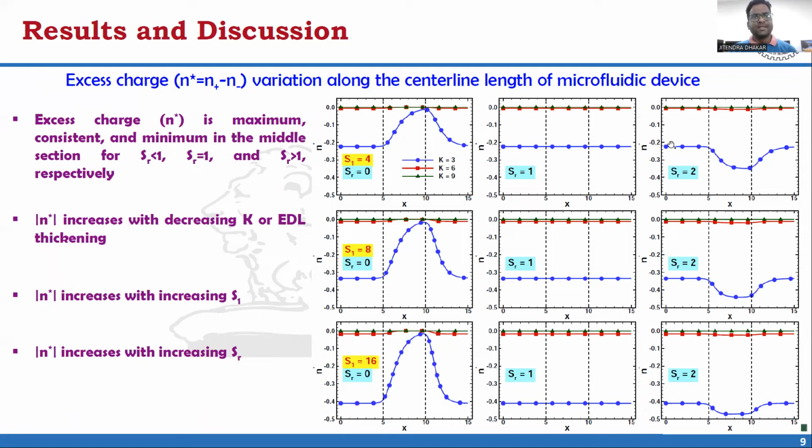In the third column of the figure, the excess charge is minimum in the middle section when SR is greater than 1 due to charge on the surface of the middle section being greater than other sections of the device. And the absolute value of N star increases with decreasing inverse Debye length or increasing EDL thickness. And the absolute value of N star increases with increasing surface area ratio SR from 0 to 2 and S1 from 4 to 16. Why? Because electrostatic force enhances in the close vicinity of the walls with the increment in the S1 and SR that increases the excess charge.